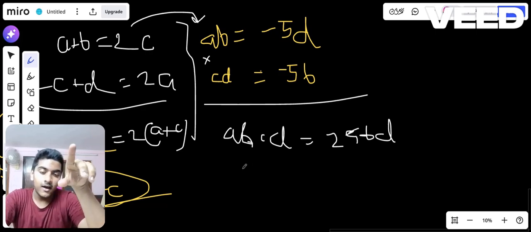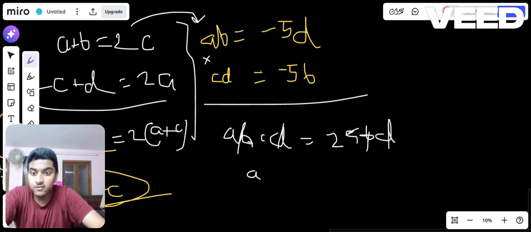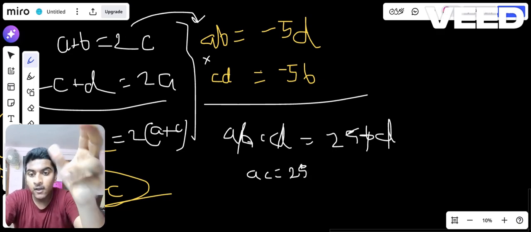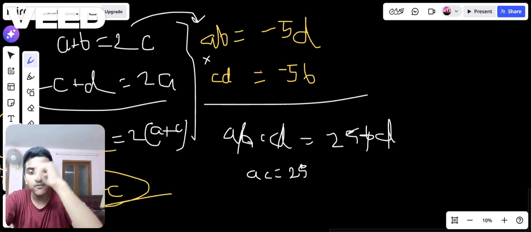Now, one thing which people will say is that okay, cancel out bd from both sides, and then you will get many solutions. I have also seen that they just do it like this, that ac is equal to 25, they just cancel bd on both sides. But how do you know that b or d is not equal to 0? If it is equal to 0, then your cancelling would not be valid.